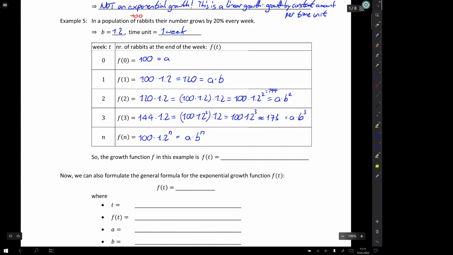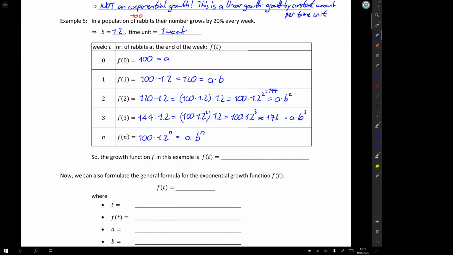By the way, that is also true for the beginning, which means at time point 0. Well, when I insert here n equals 0, B to the power of 0 is 1, so I get f of 0 is just A, as written up here.